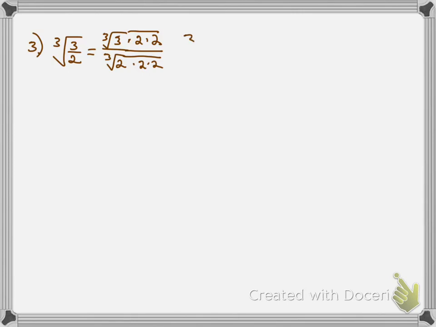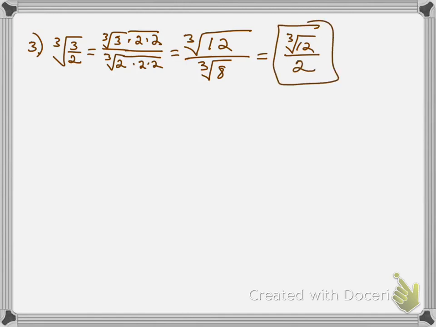That means we have the cube root, 3 times 2 is 6, 6 times 2 is 12, over the cube root of 8, which gives us the cube root of 12 over 2. And again, 2 cannot go into 12 because that 12 is underneath the radical. So do not do that. That is your answer.